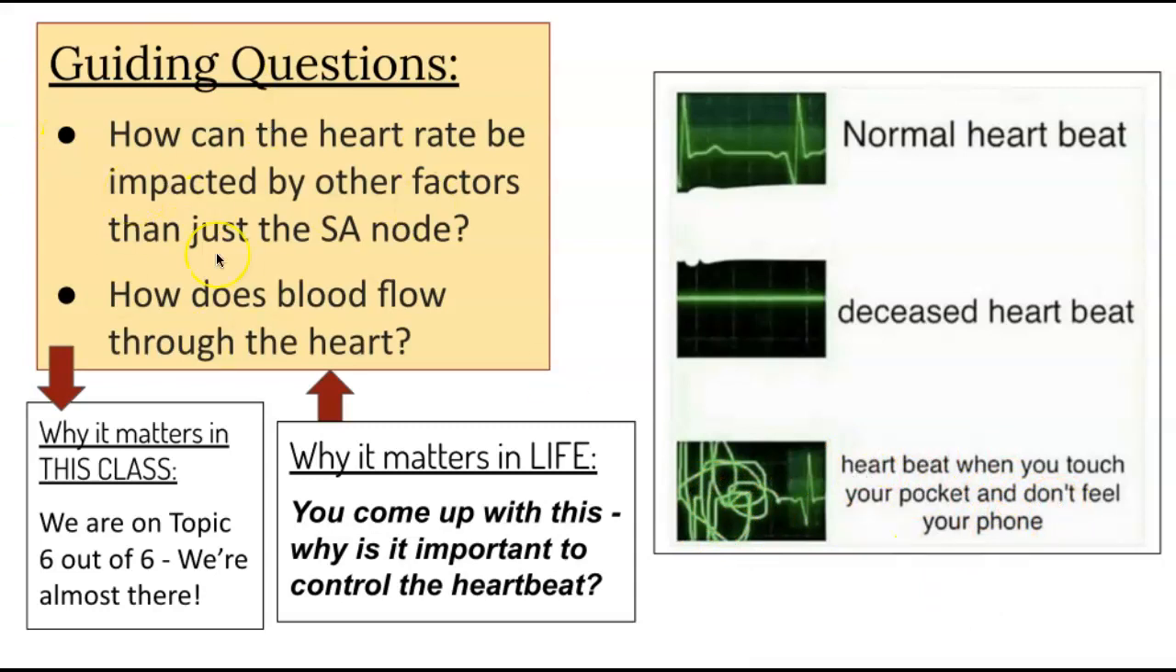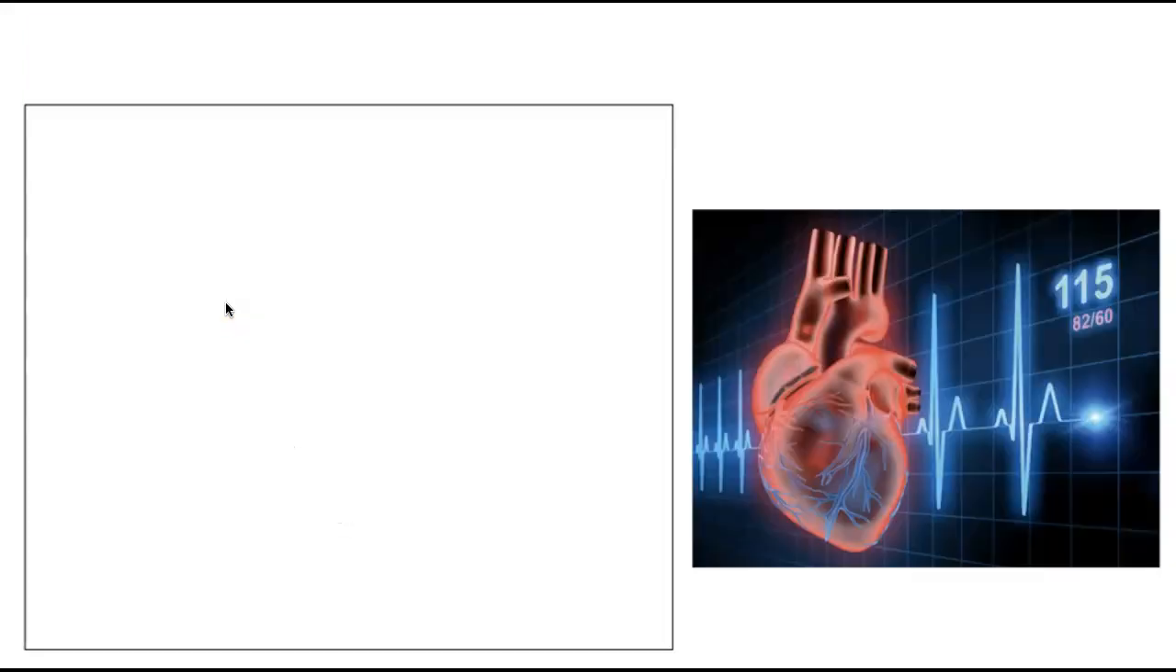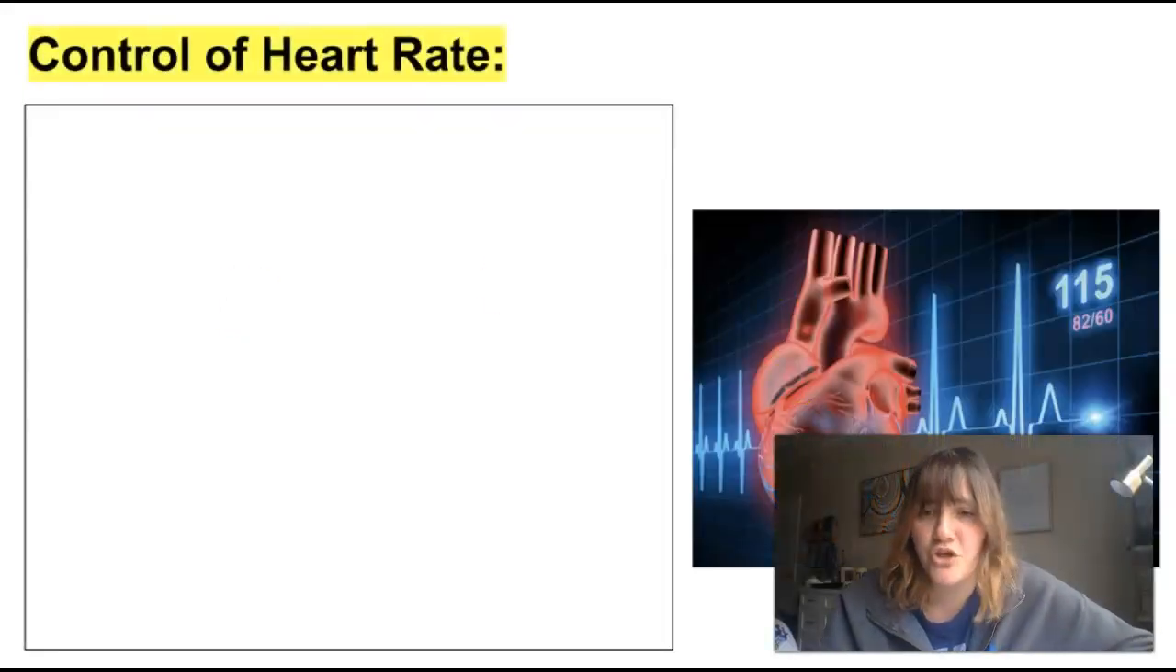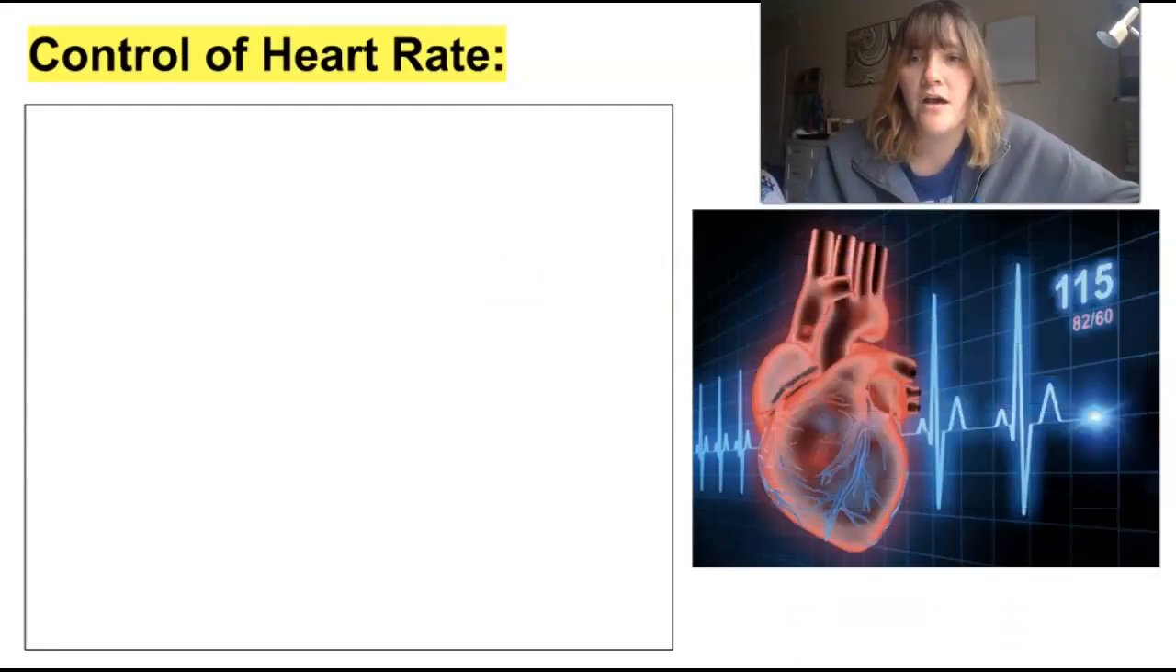One thing I will say, I kind of split this lesson into 2 parts. So I do the first part about other factors that can affect heart rate and then give you an activity. And then I do the second part about the cardiac cycle. So make sure you come back and do the second part after you do the first activity. But let's get going. So the control of the heart rate.